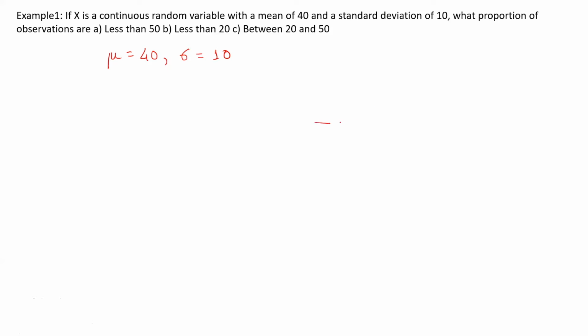So in this particular curve, let's say mu is given as 40. Standard deviation is 10. So here it will be 50, 60, 70, and on the other side 30, 20, something like that. Now we need to calculate what proportion of observations are less than 50. So if this is the area, we need to calculate this area.